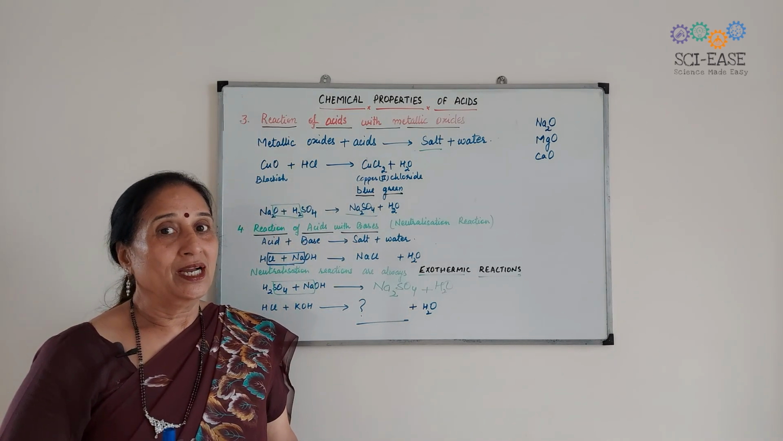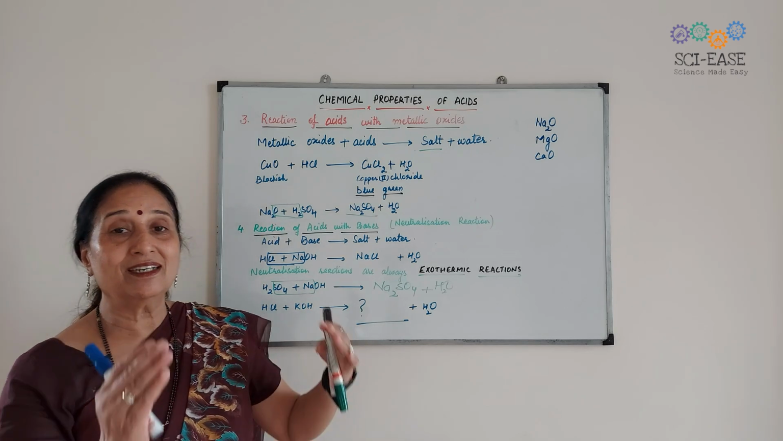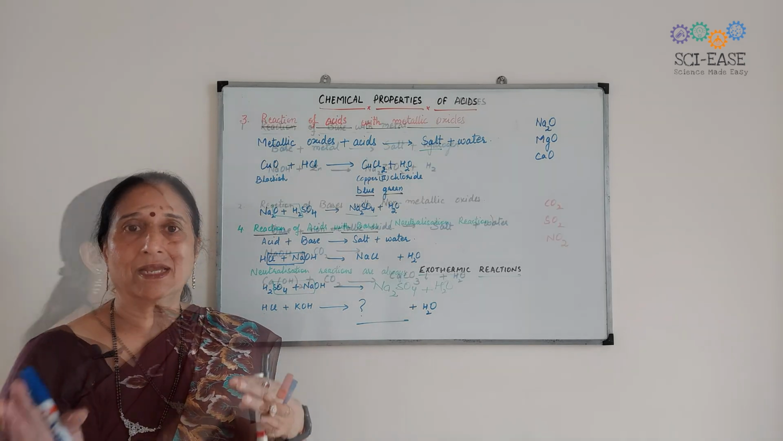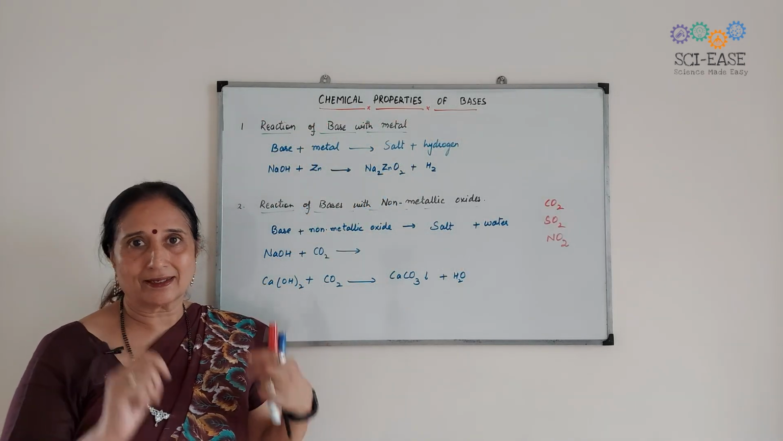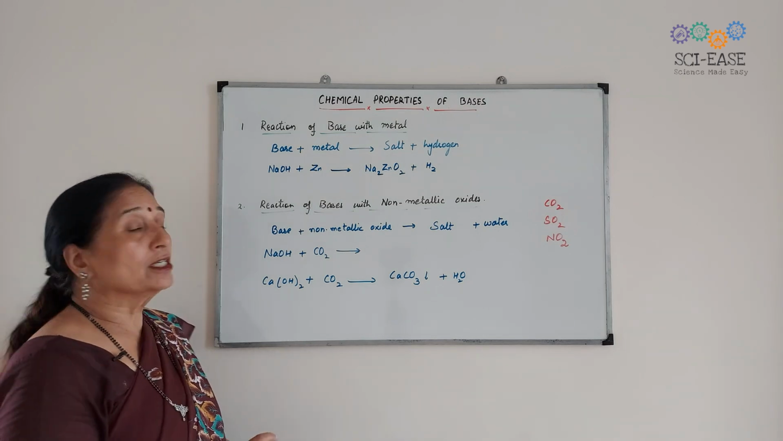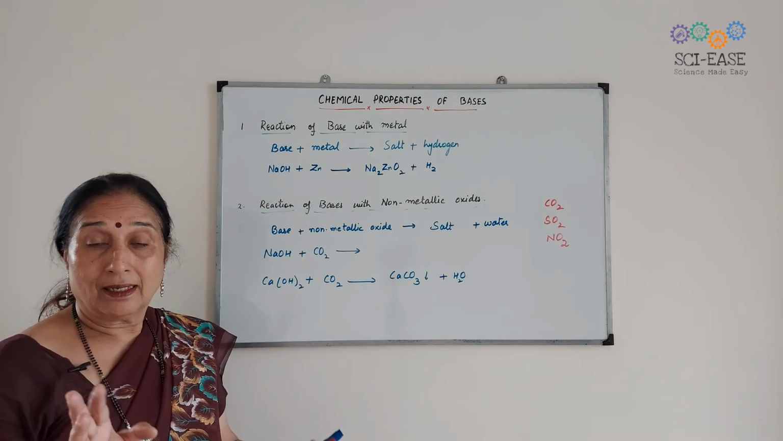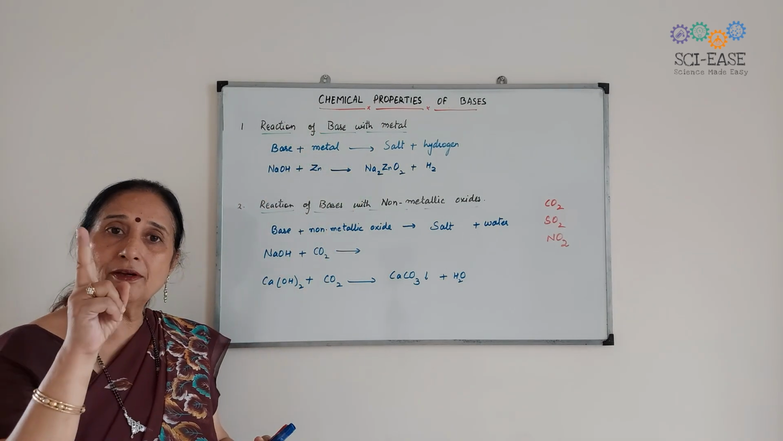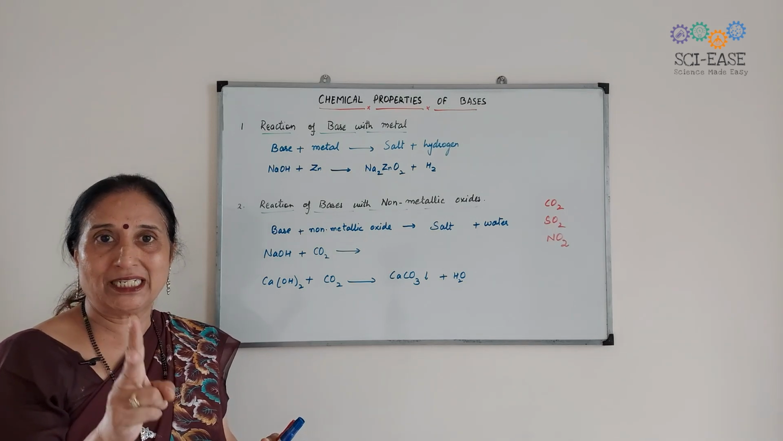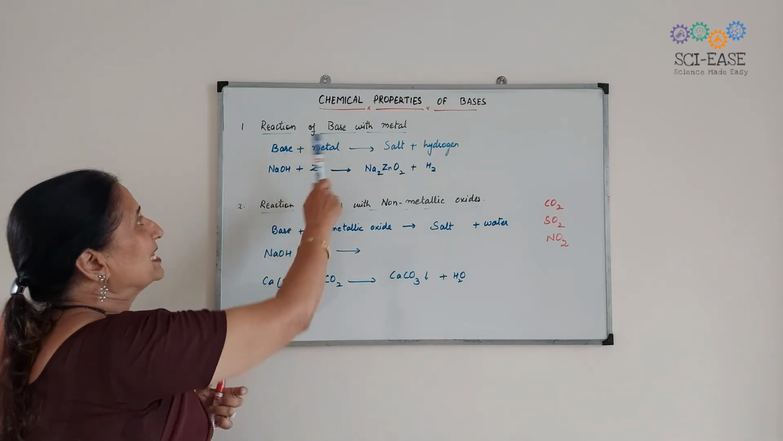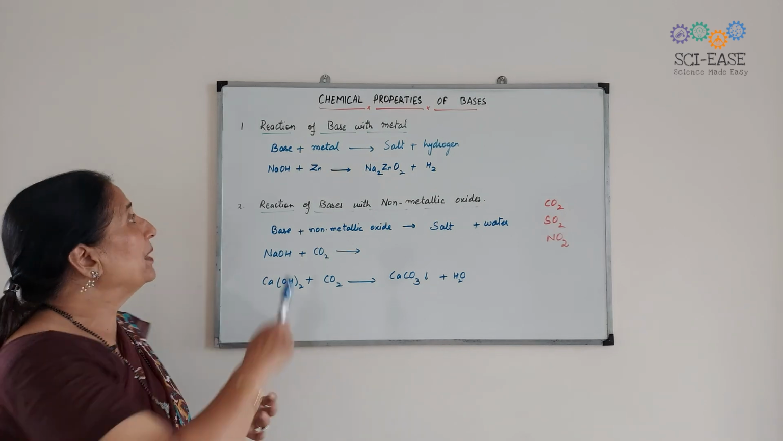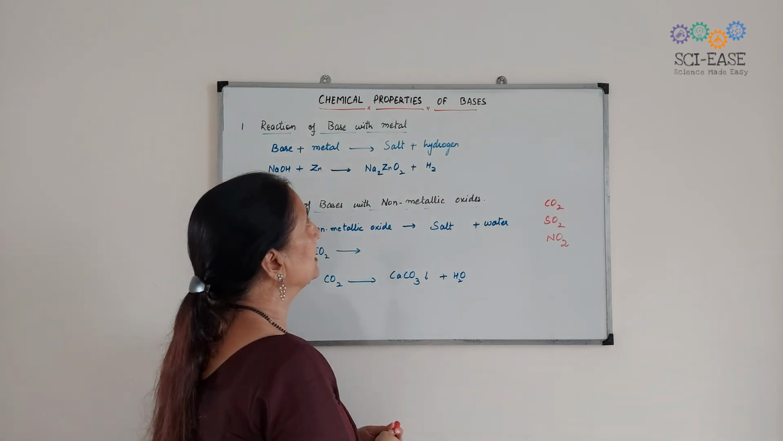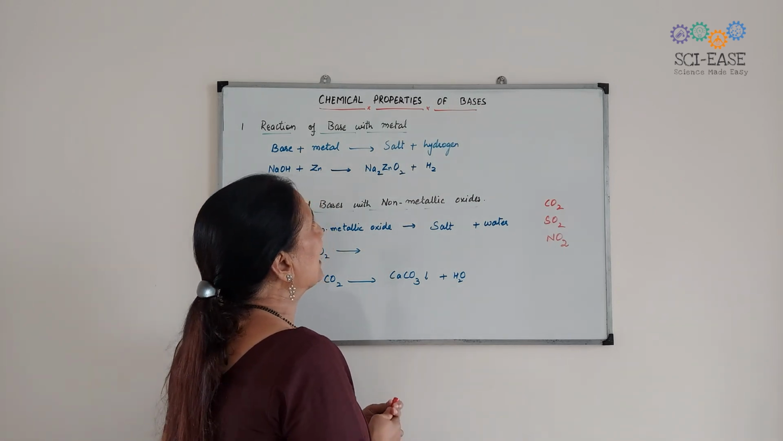Okay, now we will do some of the reactions, chemical properties of bases. We will do the chemical properties of bases. Now, first chemical property of the base, like an acid, that is reaction of base with metals. Here we will do only the two chemical properties of the bases. First one is reaction of base with a metal. Here base plus metal, it will also result in the formation of salt and hydrogen gas.